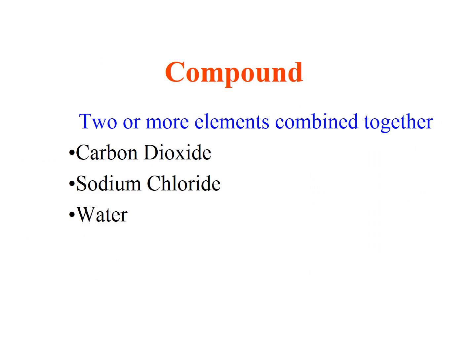An element is one kind of matter, and a compound is two or more elements combined together. Carbon dioxide is an example of a compound. It is made up of one carbon atom connected to two oxygen atoms. Sodium chloride is another compound. It is made of sodium combined with chloride. Water is another compound. Water is made of two hydrogen atoms connected to one oxygen atom.